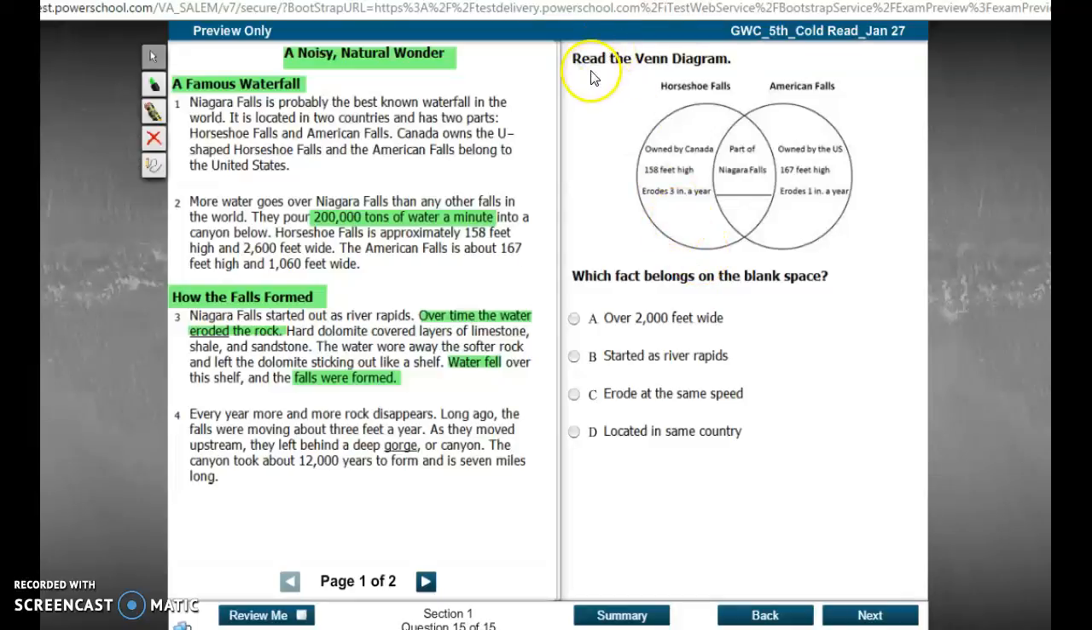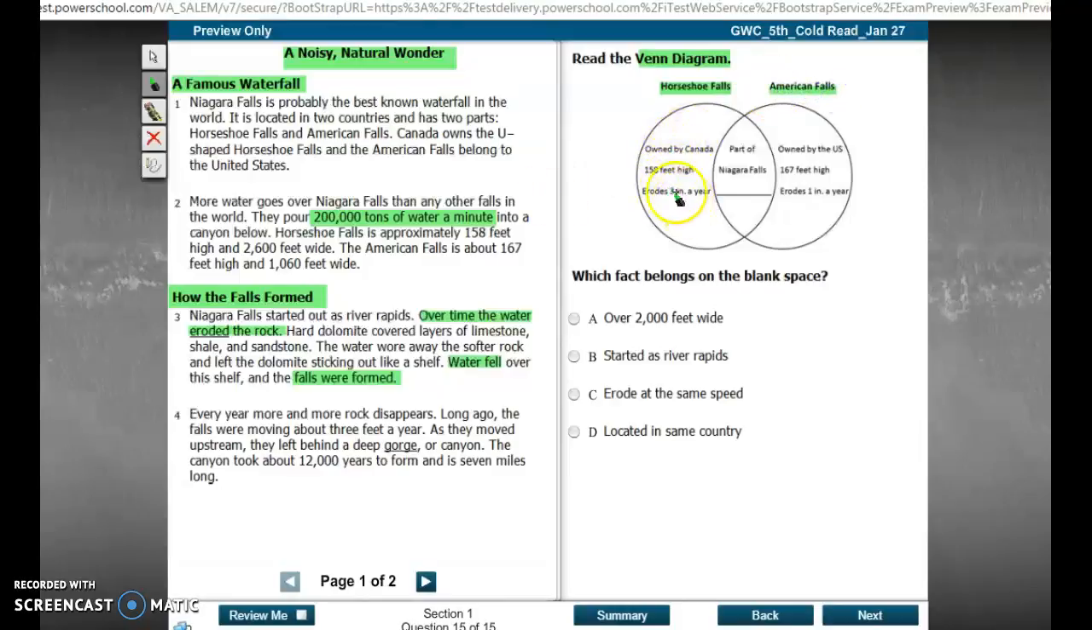Okay, so number 15, it says read the Venn diagram. We know about Venn diagrams. They're used to compare and contrast things. So we have two ideas here, Horseshoe Falls and American Falls.